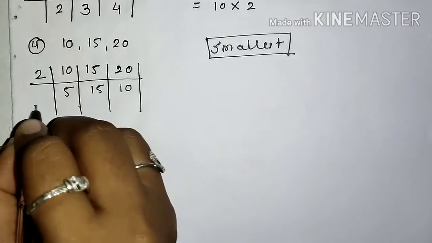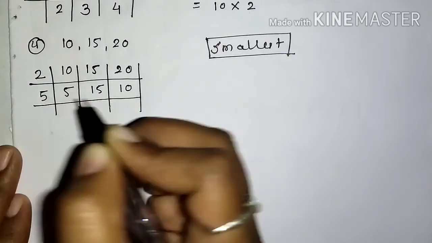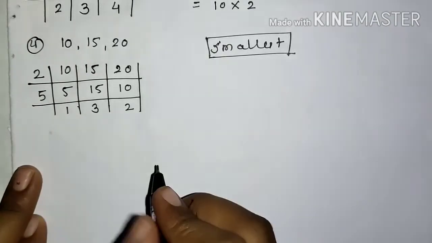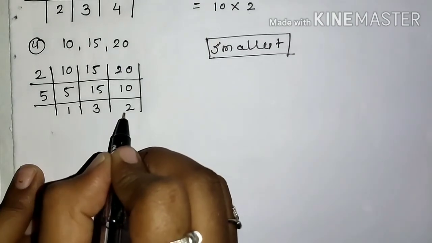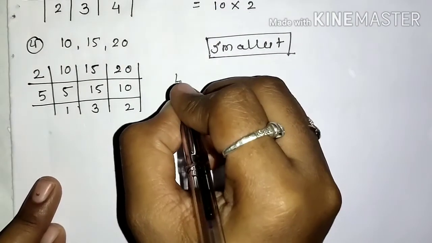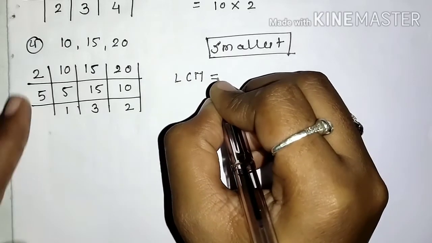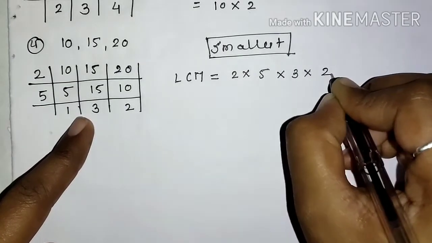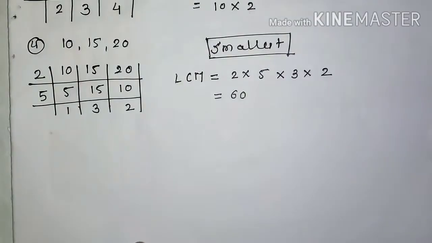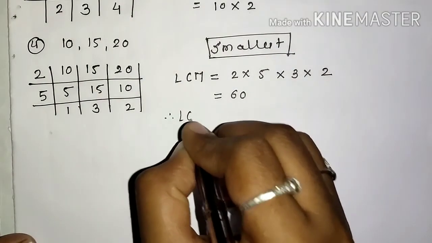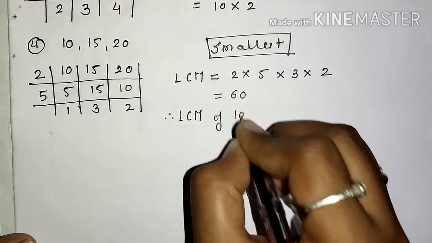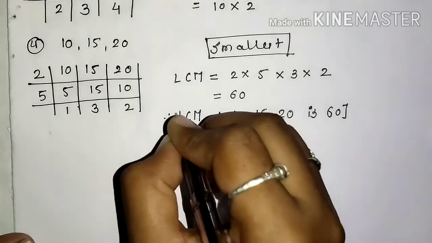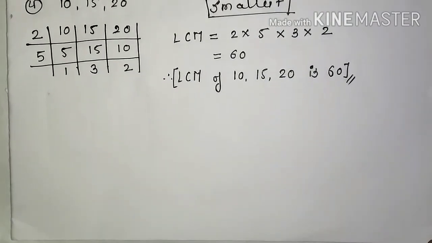Now next, all three numbers can be divided by 5. So here we get 1, here we get 3 and here we get 2. Now next, 1, 3, 2 cannot be divided by any number. That means we get the LCM, which is equal to 2 multiplied by 5 multiplied by 3 multiplied by 2, and which is equal to 60. Hence, write down the final answer. LCM of 10, 15 and 20 is 60. Here we get the final answer.